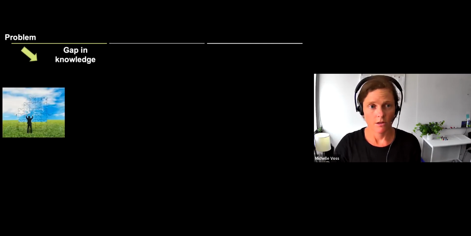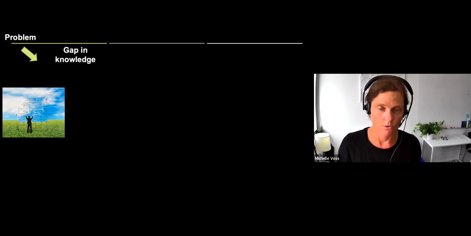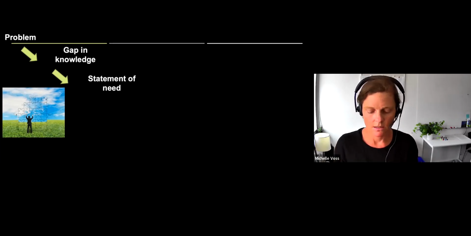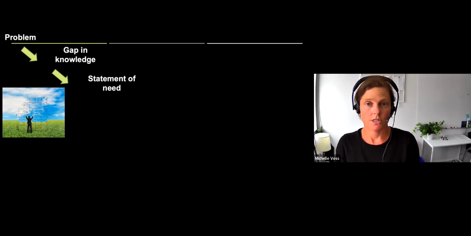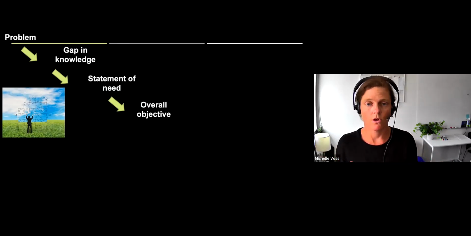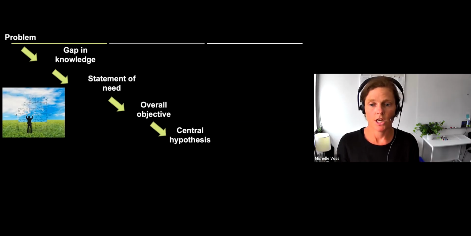So again, defining the problem. It could be a gap in knowledge, something that we don't know about that's within the scope of the problem. This gap is going to define some need, some area of research or some approach in a research area that needs to be taken to advance the field. That's going to define some sort of overall objective for this specific grant. And then that objective will define a central prediction.